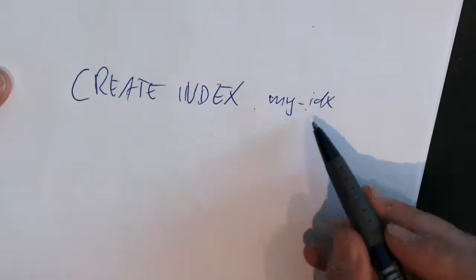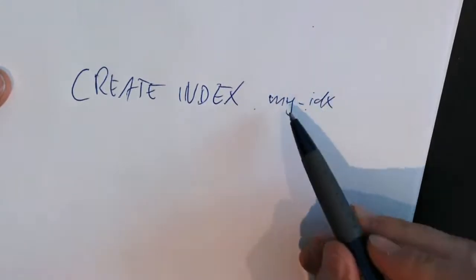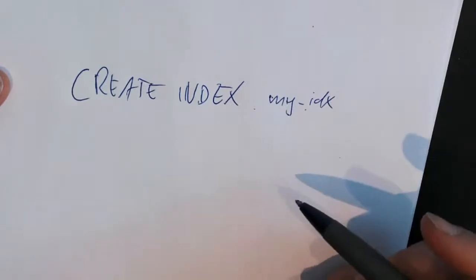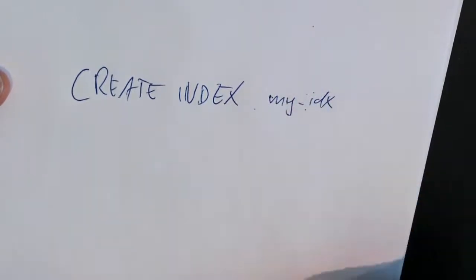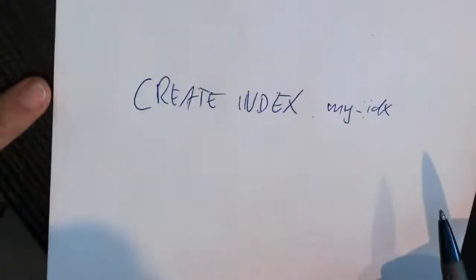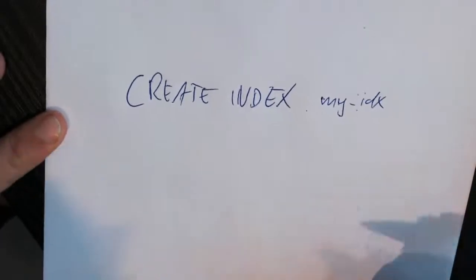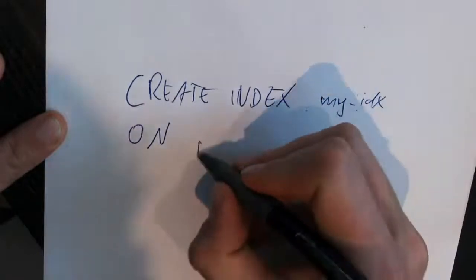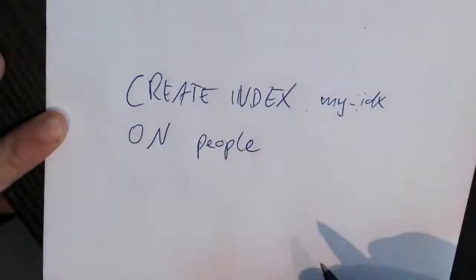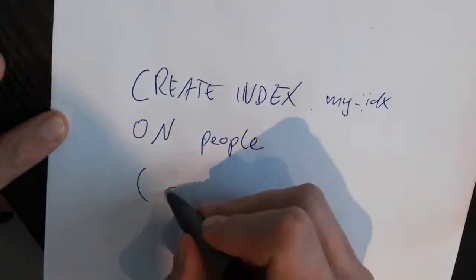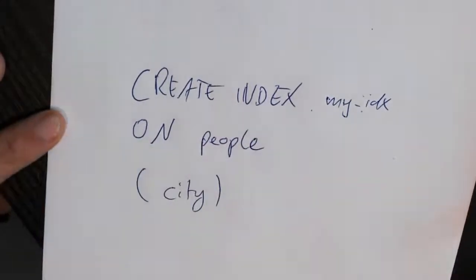If you look in an execution plan, you see that this index, my_index, was used, or if you see an error message or a log message, you see your index name. Therefore, names are good, but they do not have such a big role here. Create index, then you say on the table, let's say the table is called people, and then you specify the column, for example, city. This creates an index on the city column.